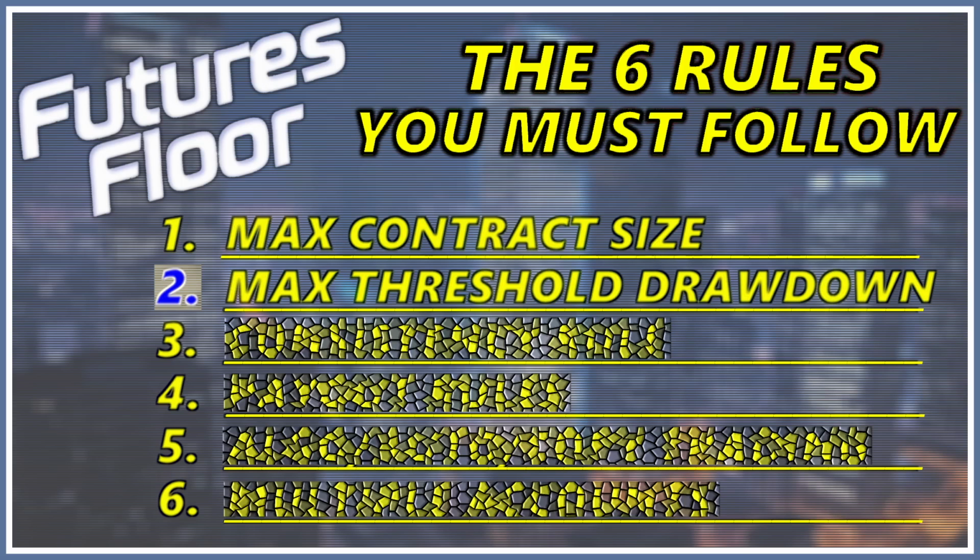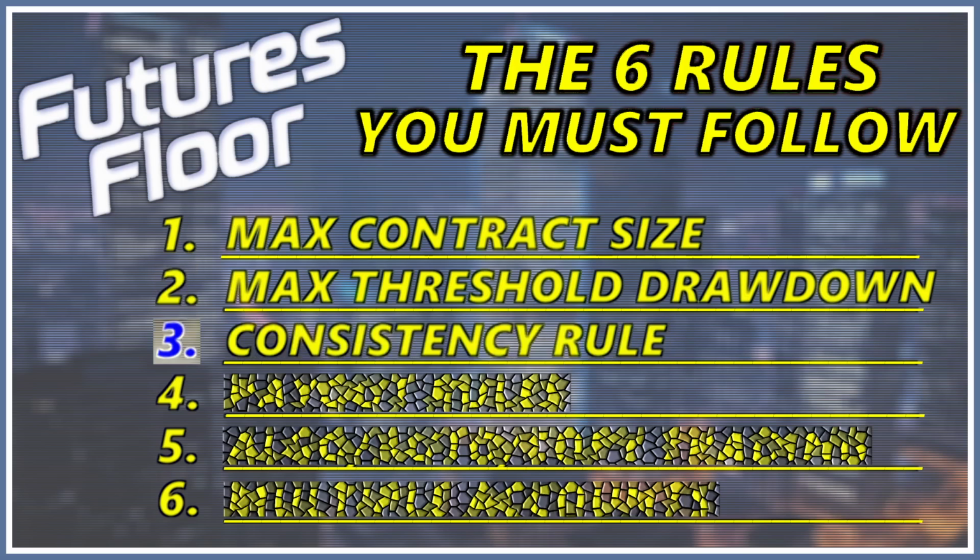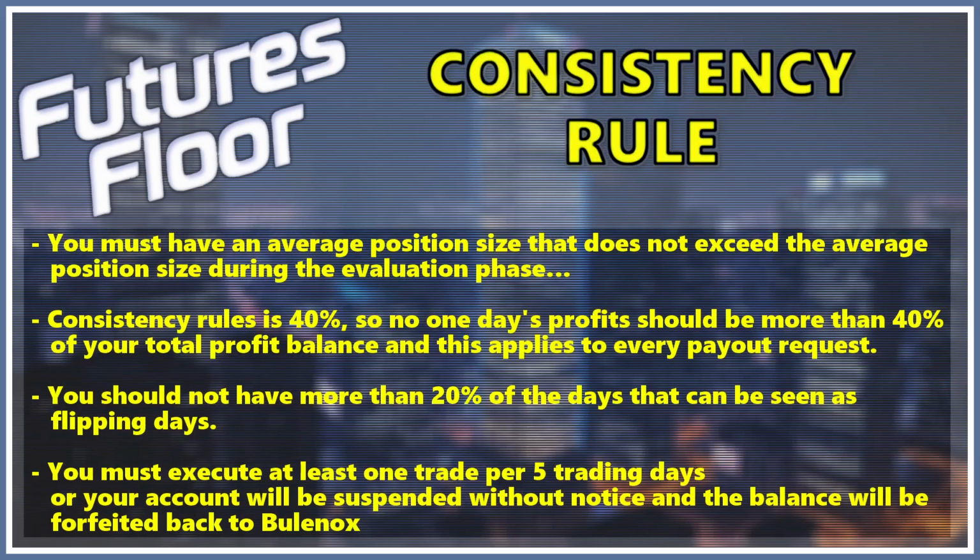Must know rule number 3. The consistency rule. A very important rule. I gotta say first, this is not one of my favorite rules because they don't really provide you with information in the dashboard as to your average contract size when you were doing your evaluation. But in the consistency rule, they tell you you must have an average position size that does not exceed the average position size during the evaluation phase. So you can't trade an average position size larger than what you did in the evaluation.